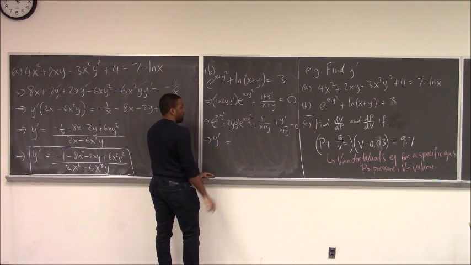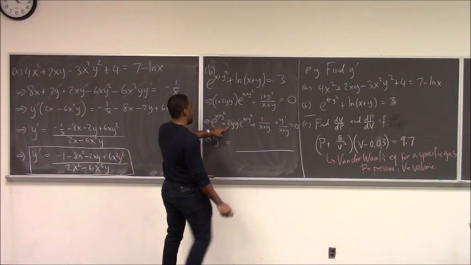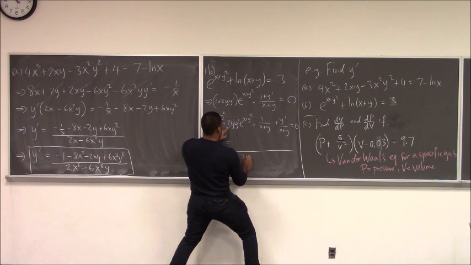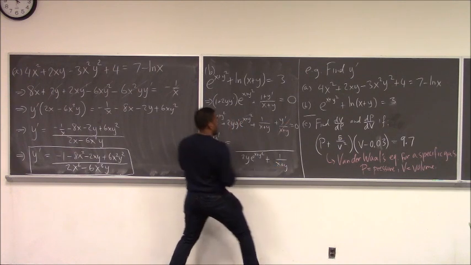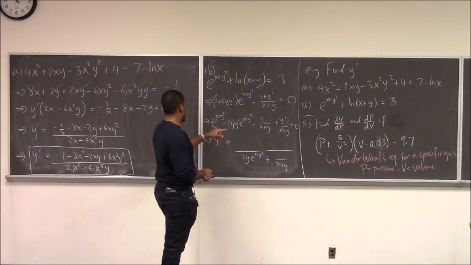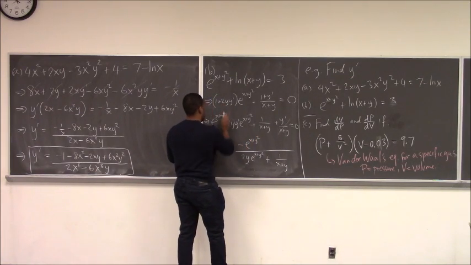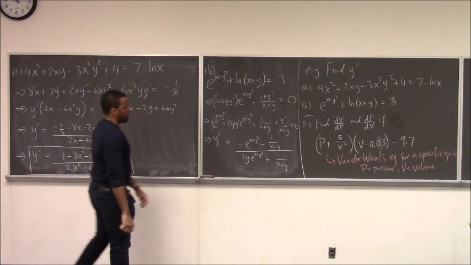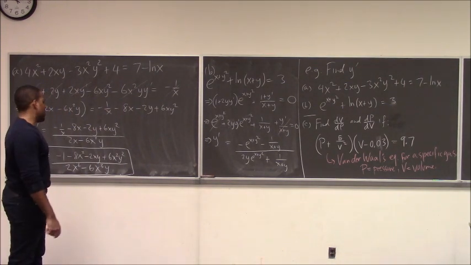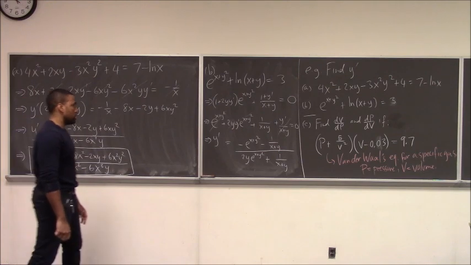So we can group the y primes. And if we group the y primes, we will get 2y e to the x plus y squared and 1 over x plus y. And the other guys we move to the other side, so it's minus e to the x plus y squared minus 1 over x plus y. And again, if you want to clean that up a bit, you could just multiply the top and bottom by x plus y to kind of clear the complex fractions. Let's skip that though.